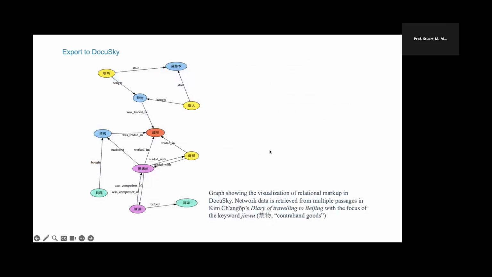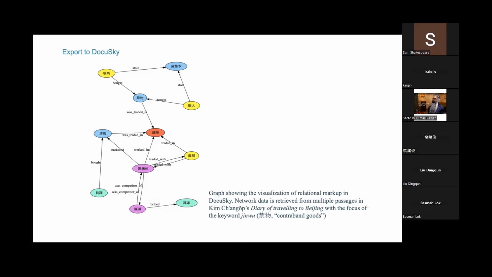And since DocuSky is merged, let's put it this way, the information I put in DocuSky is merged information, which means previously I tagged entities in MARKUS for 10 texts, 10 travelogues, all by individual. There were 10 different documents. But after I export to DocuSky, these 10 travel logs were merged into one document.